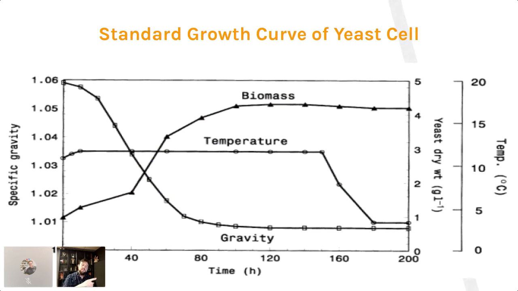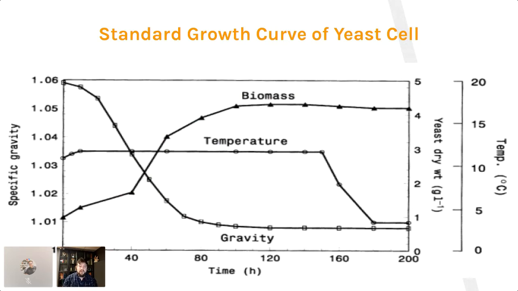And what you see inversely correlated to the gravity is biomass. And this is yeast cell biomass. This is something I mentioned earlier, but it's really important for us to be aware of. As yeast cells are consuming sugar, not all that sugar is going towards ethanol. A large portion of it is just going towards the yeast cells producing more of themselves. It's going towards biomass.